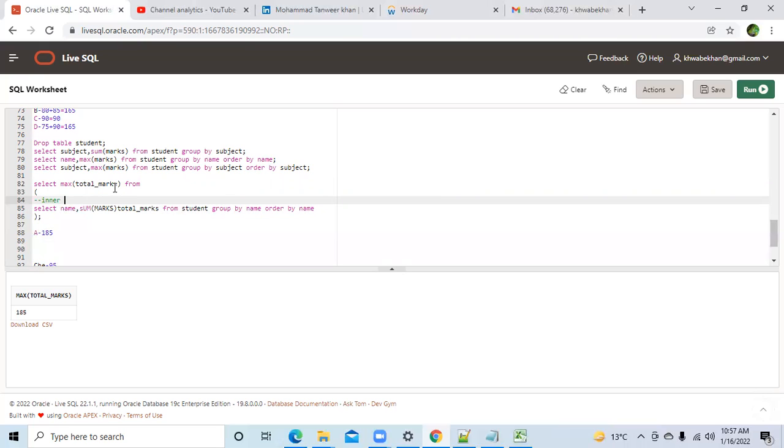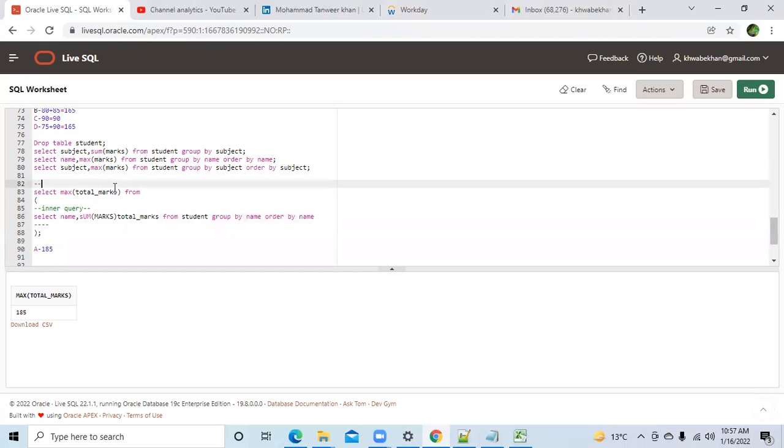This is known as a comment. Just to keep it clear, this is the inner query. I'm commenting this so that it will be easy for you guys to understand. And this is the outer query. The outer query will last here, and till here you have the inner query.